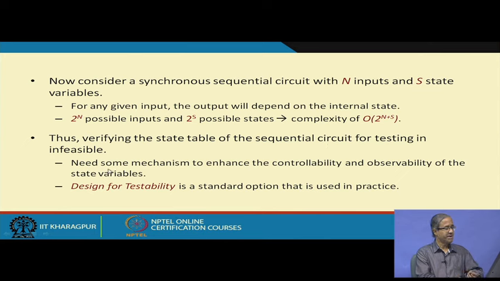So, we need some mechanism to control and observe the states of these internal flip flops. These are called controllability and observability of the state variables. There are some techniques called design for testability, which is used primarily to address this concern. So, how to make these internal state variables or flip flops easily controllable or easily observable.